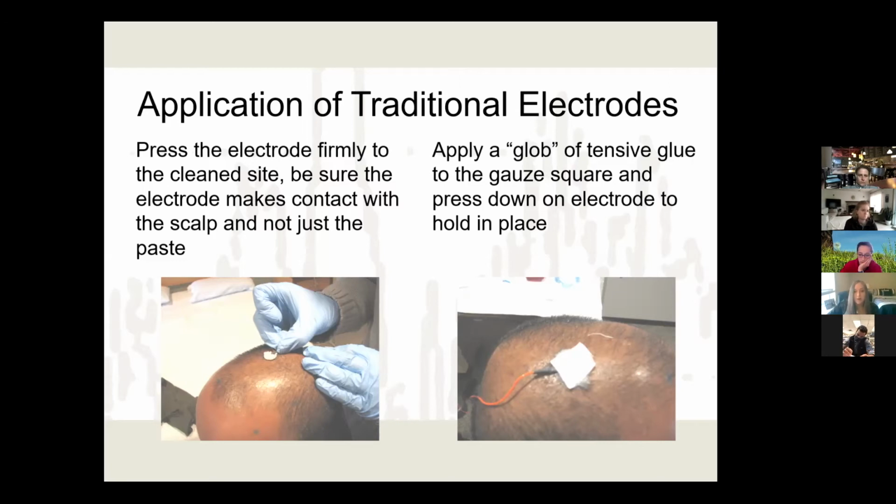And then on our scalp electrodes, we use Tensive glue. So you would take a little piece of gauze and put a glob of the glue on the gauze, and then you just press down the gauze on top of the electrode. And this really helps keep the electrodes in place. Obviously, for some of our studies, they're going to be wearing PSG for multiple days, and so it would be really annoying if these electrodes were just falling off every 10 minutes. So the glue really helps them stay in place over the course of the study.